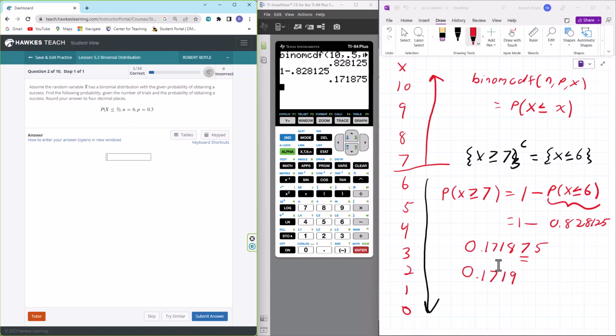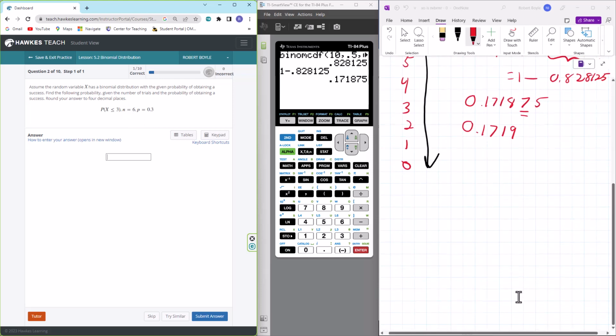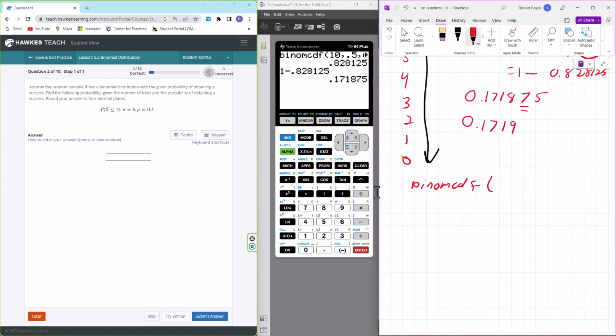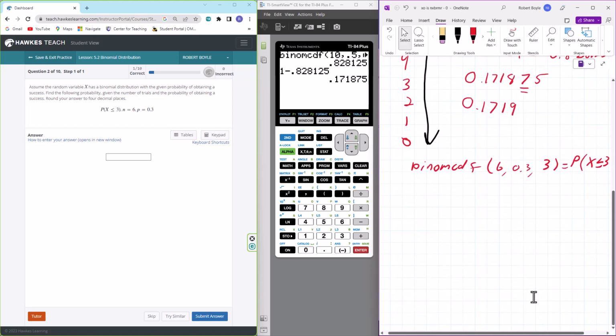where n is equal to 6 and p is equal to 0.3. Well, that should be pretty straightforward because binomial CDF evaluated at 6, 0.3, and with x equal to 3 will be equal to the probability that x is less than or equal to 3. So that is just a straight computation or use of binomial CDF.